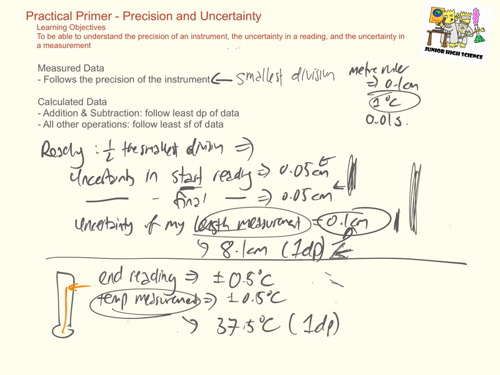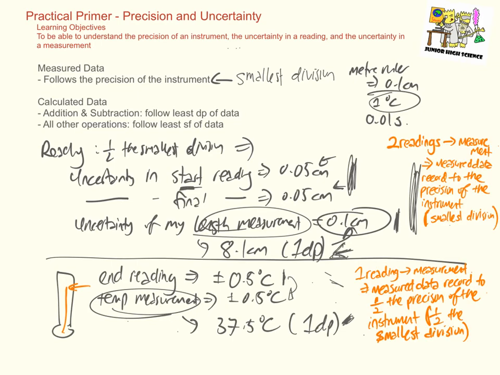Now, on the other hand, sometimes when you realize that you only have one reading and that one reading gives you your final measurement, then your final measurement, the data that you record down will be corrected to half the smallest division. Like for example, in this temperature measurement, you record it down as 37.5 degrees Celsius corrected to half the smallest division, which gives you 1 decimal place.